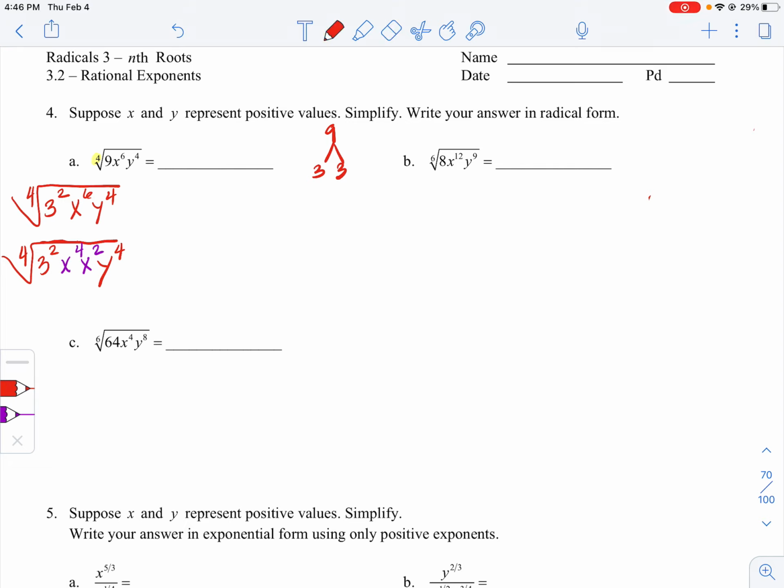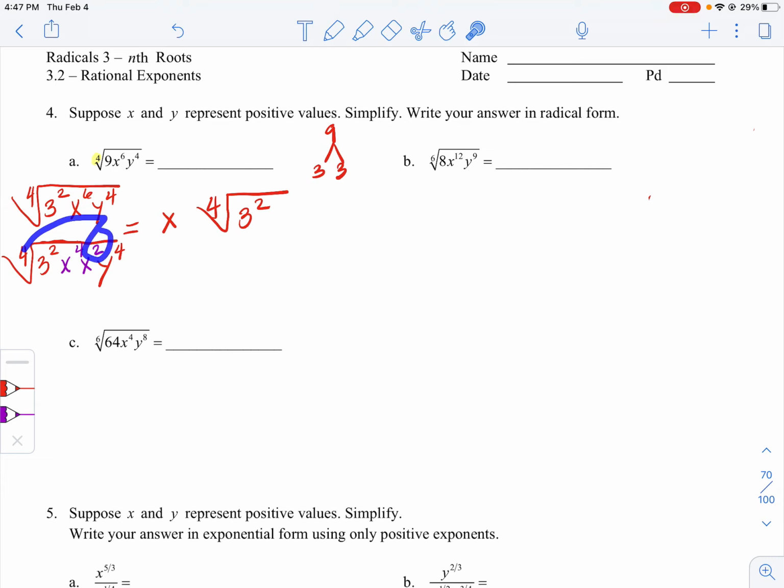So some numbers will go inside the fourth root. Some numbers will go outside the radical. So every time it works, it goes outside. Every time it doesn't work, it will stay in. The 4 does not really go to 2. So the 3 squared stays in. The 4 goes into that 4. So the exponent gets canceled and the x goes out.